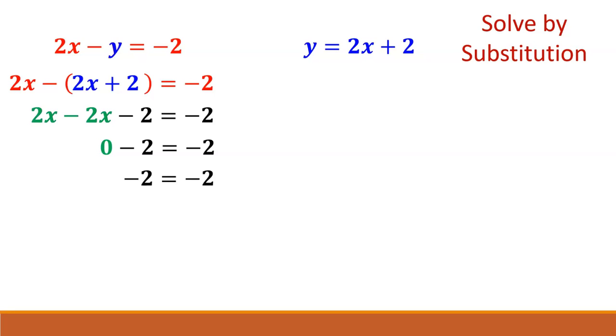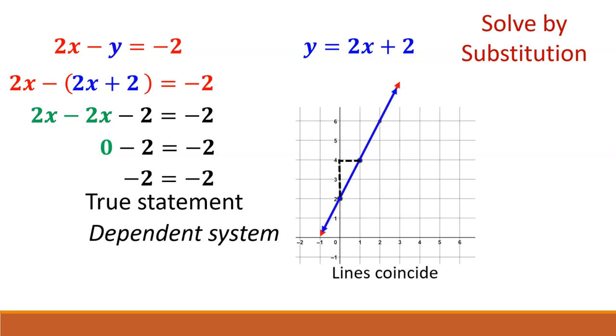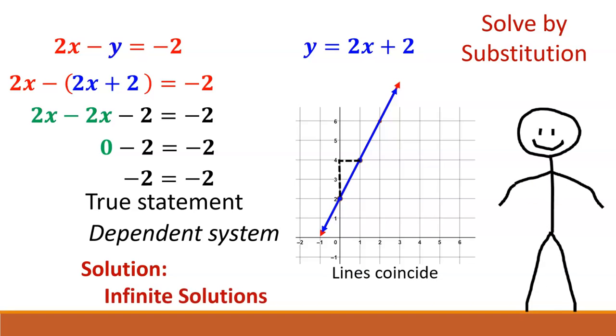It's an equation without any variables that's simply a number statement that's true. Negative 2 does equal negative 2. That means that we have a dependent system, our lines coincide, and our solution? That's right, our solution is infinite solutions.